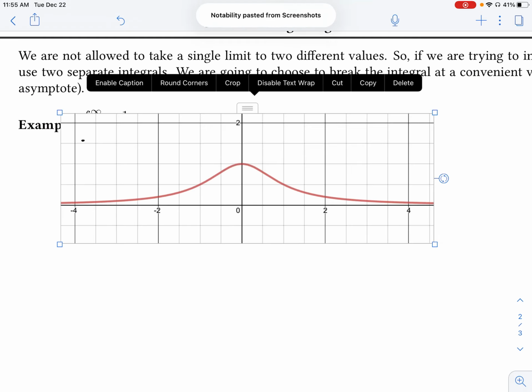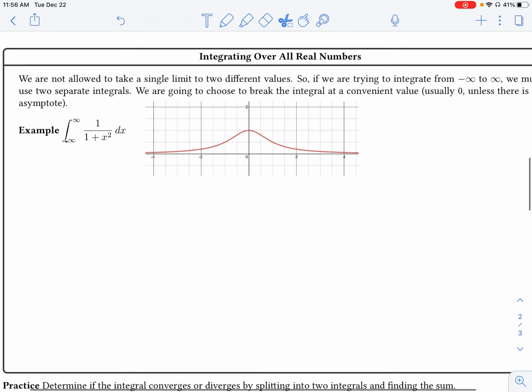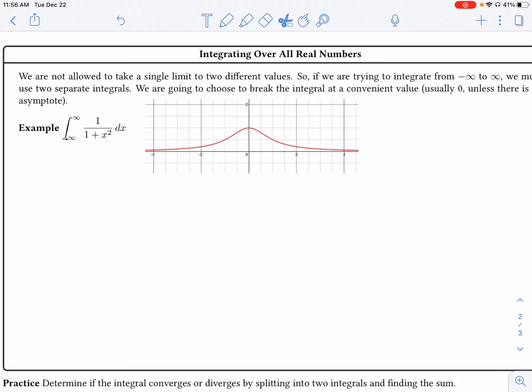If we were trying to integrate this from negative infinity to positive infinity, we have a bit of an issue initially because those bounds continue to increase or decrease, right? So how would we do this? And the idea here is that we are just going to have to split this up into two different limit statements because we can't take a single limit to two different values. So we're going to split this up into two separate integrals.